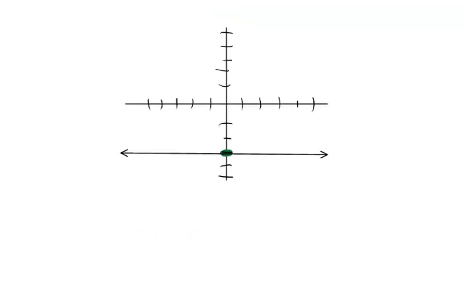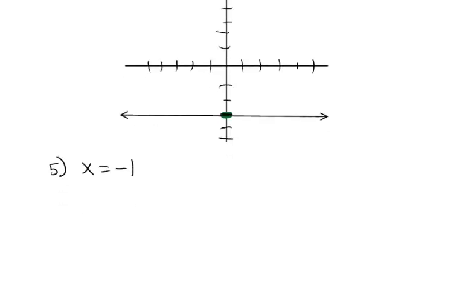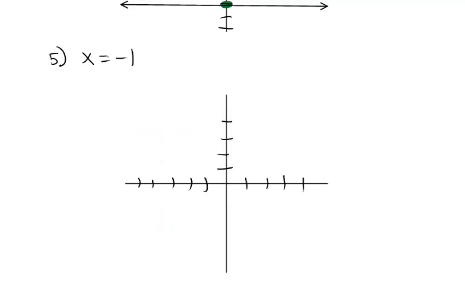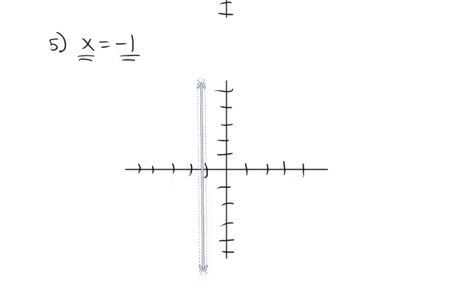Similarly, when I have a vertical line, example number 5 here, x equals negative 1, this is going to be a line going through x equals negative 1. You'll notice there's no y equals because here the slope is undefined. There's no y equals because there is no slope. So we're going to go through x at negative 1. That's a vertical line, if I could place it right, through the x-axis at negative 1.